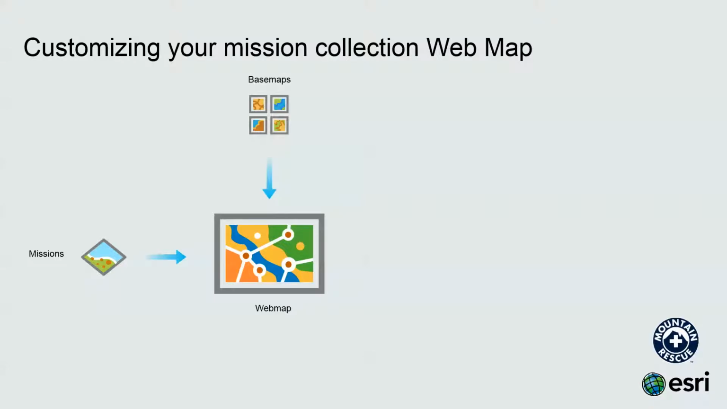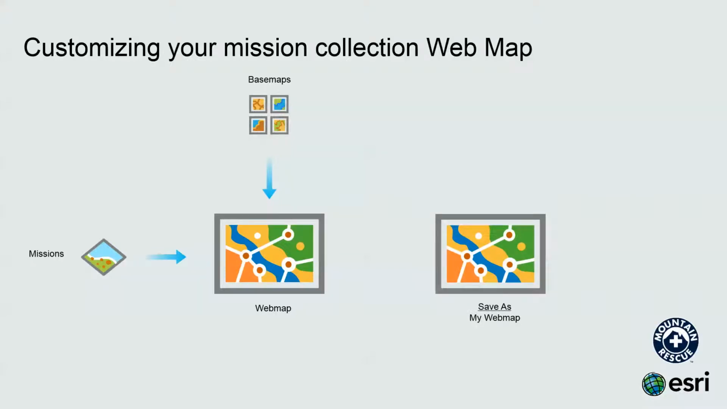What we're going to do today is just Save As on the current web map and customize it to be your own web map for your own current area. This is still fed by the same missions feature that feeds the original web map. You're just going to have it feeding a web map which is pertinent to your current area. Let's take a look at how to do this.